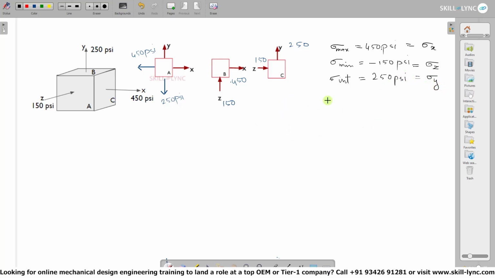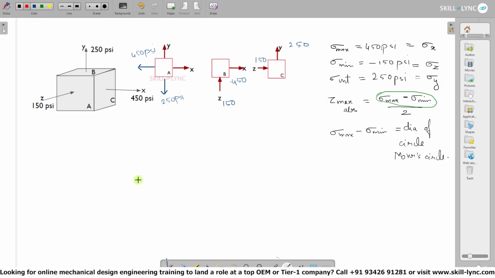Also, to find the maximum absolute shear stress, we'll use the formula sigma max minus sigma minimum divided by 2, where sigma max minus sigma minimum will be the diameter of the circle which we plot in the Mohr's diagram.